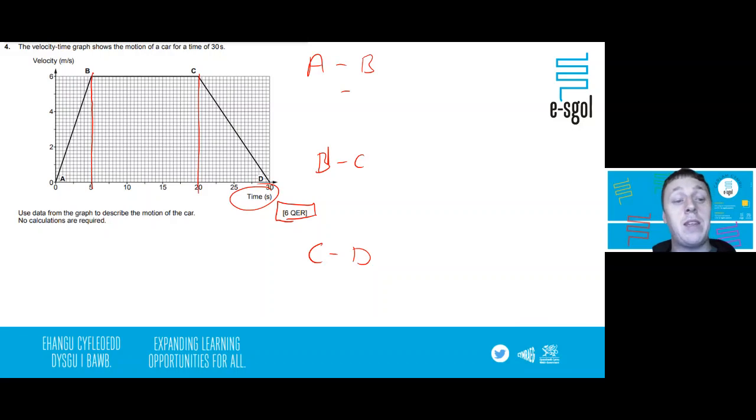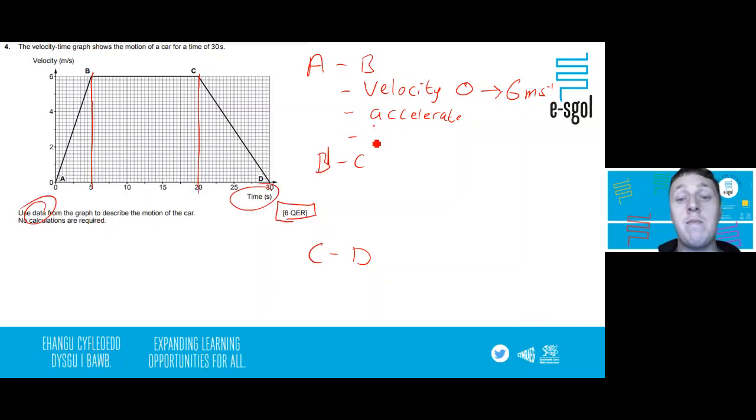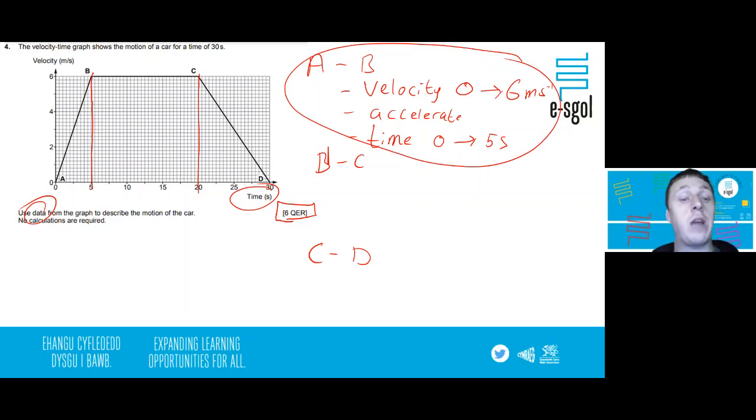So for the data we want to use for A to B, we are looking at a velocity changing from 0 to 6. So we could use the word accelerate. We could describe that change as corresponding to an acceleration. The time in which A to B occurs is from 0 to 5 seconds. So again, this is the information that would fit it. You would have to write it in a structured format.